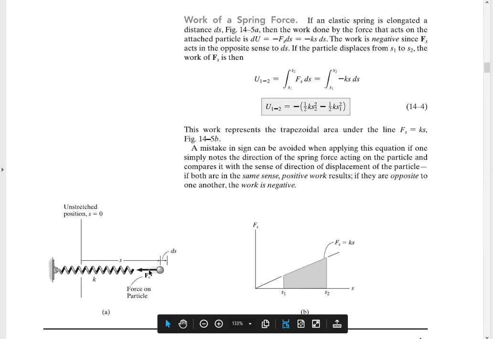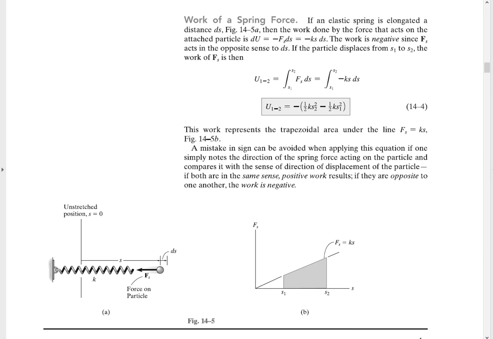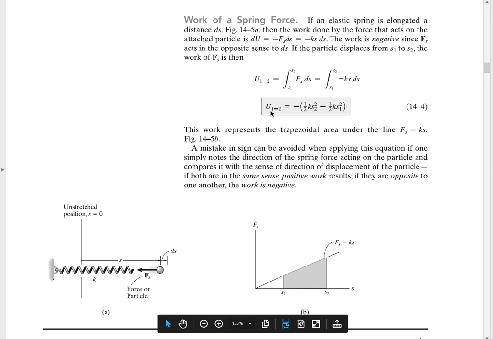So this is just showing a force, but there is a force coming from the spring and vice versa, from the particle to the spring, from the spring to the particle. Anyway, so the work done by compressing or stretching the spring between positions 1 and 2 has this formula.